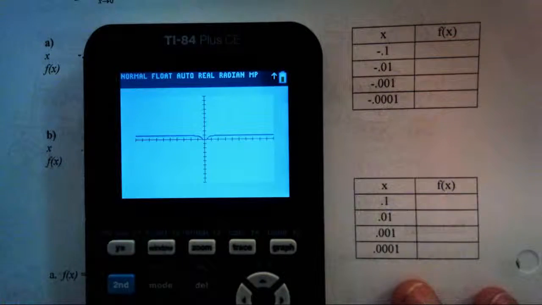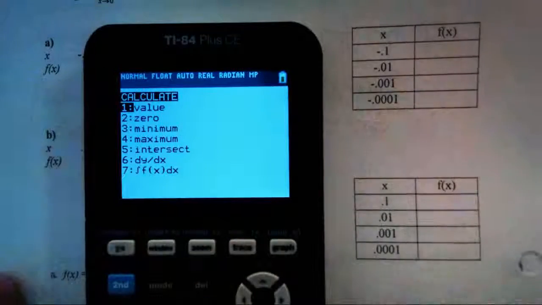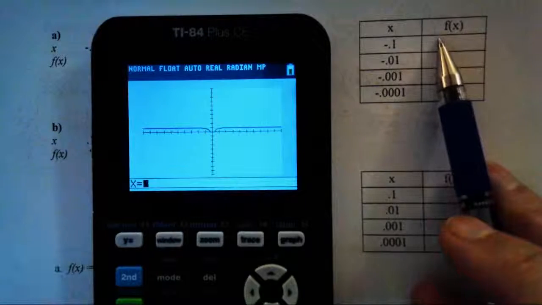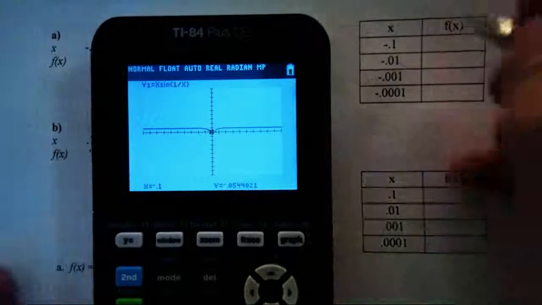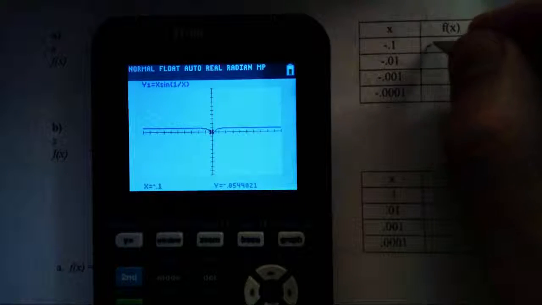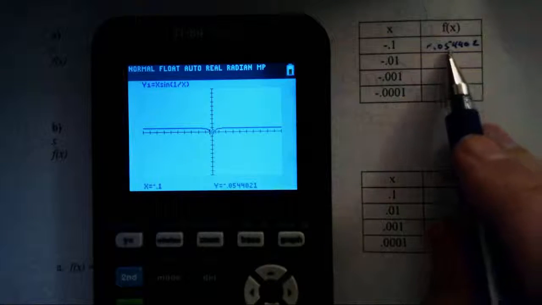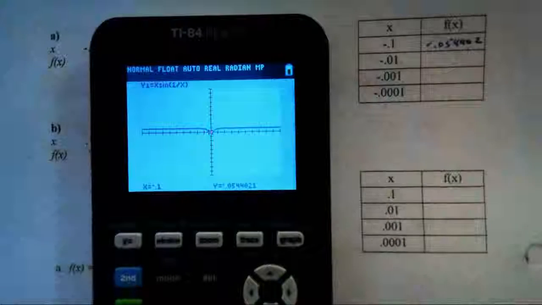Oh, no, I don't want to do it on table. I'm sorry, I'm going to go into second calc. Threw me off. Value. And now I'm just going to put in my values. This is nice because negative 0.1, I put it in, and I'm going to put down five decimal places. It's negative 0.054402. Is that five? That's six. That's okay, I'm going to put in six.